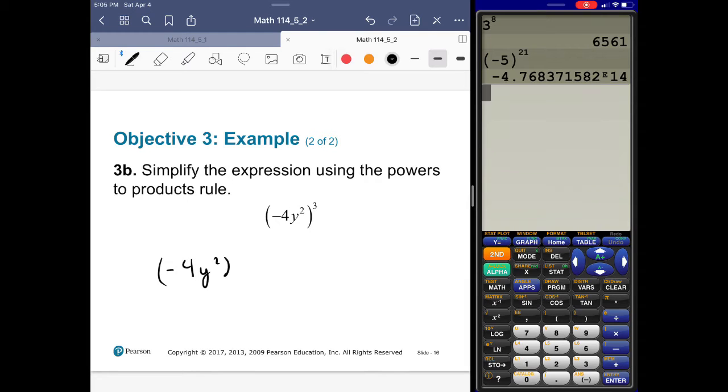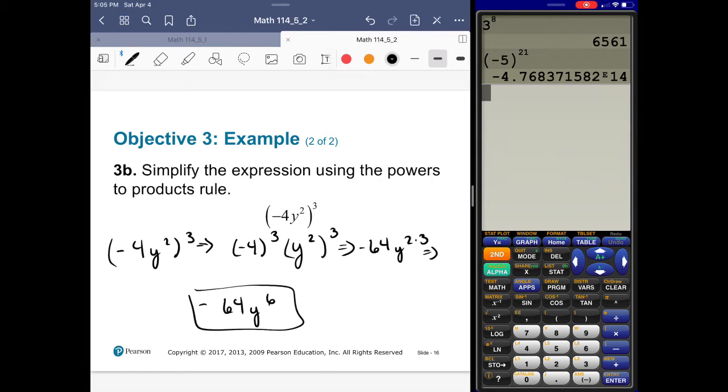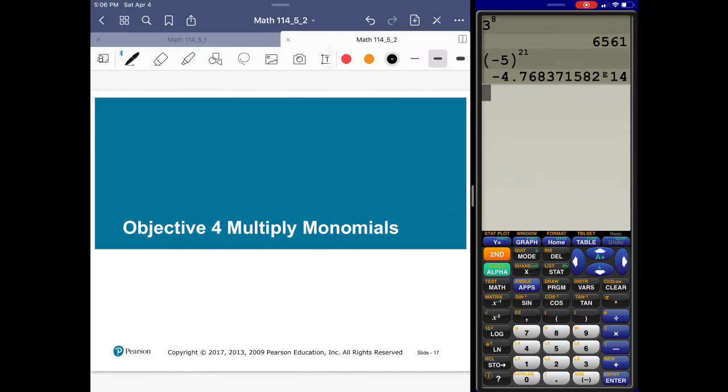This one we have negative 4 y to the power of 2, to the power of 3. That means we have negative 4 to the power of 3 times y to the power of 2 times 3. This becomes negative 64 y to the power of 6. Remember, this maintained its negative because we have negative 4 times negative 4 times negative 4. So a negative times a negative gives me positive 16, times negative 4 is negative 64.